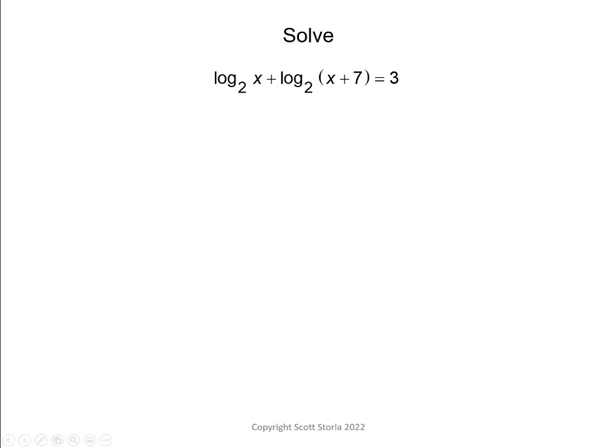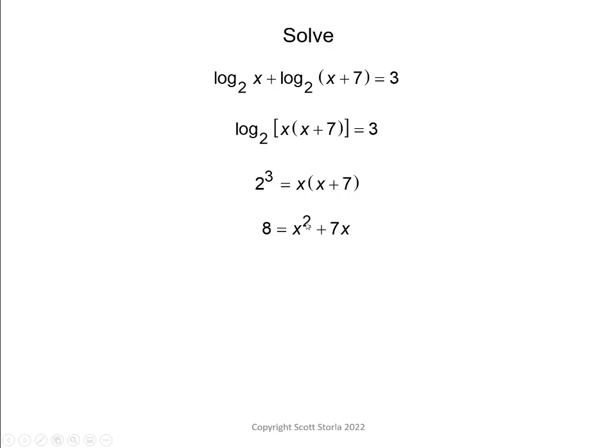Seeing that I have addition, I'm going to use the product rule and rewrite my arguments as a product. Next, I'm going to rewrite into exponential form. I'll have 2 cubed equals x times quantity x plus 7. Then I can distribute here and get x squared plus 7x. And 2 cubed is going to be 8.